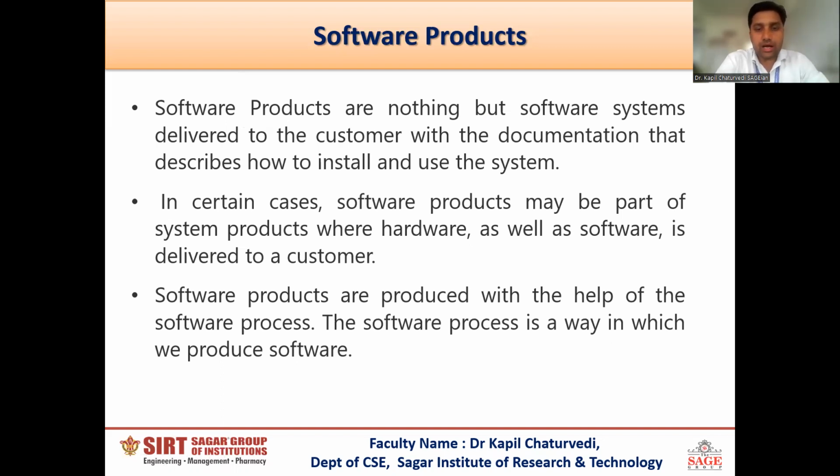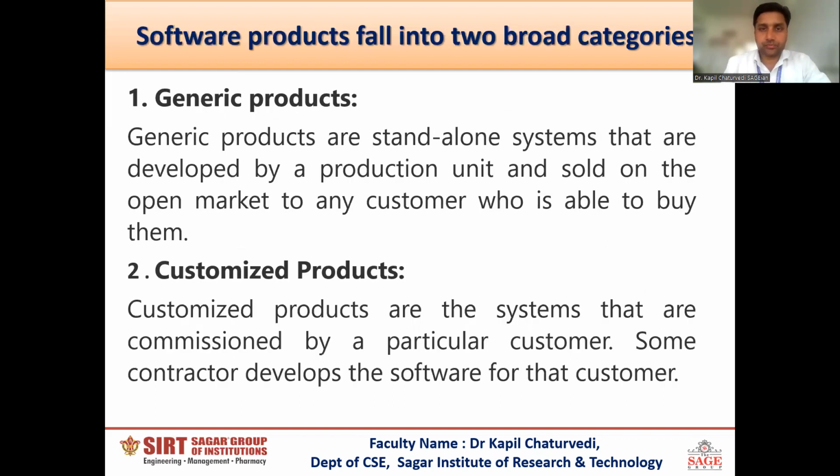Software products are products produced with the help of the software process. The software process is the way in which we produce software. So the software process is basically the SDLC steps which we discussed in the last lecture, where we implement a module or a software by following one of the models, or we follow steps like recognition of need, feasibility study, analysis, design, implementation, and post implementation to implement one of the software.